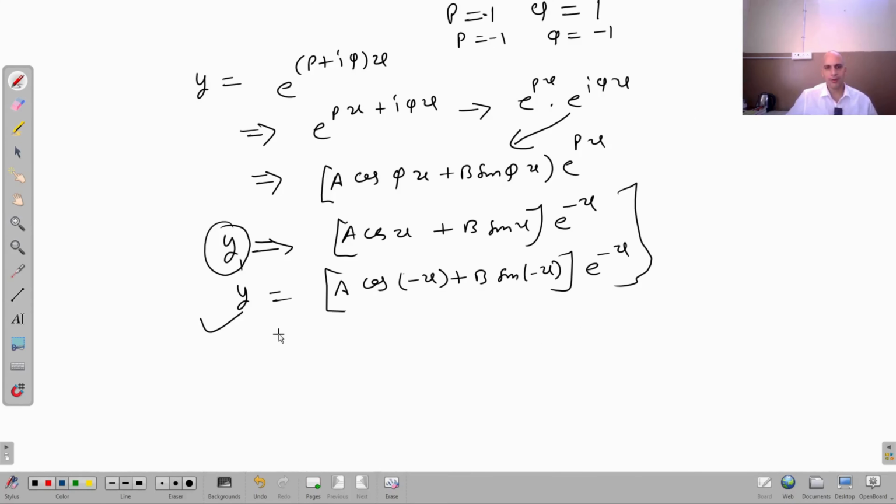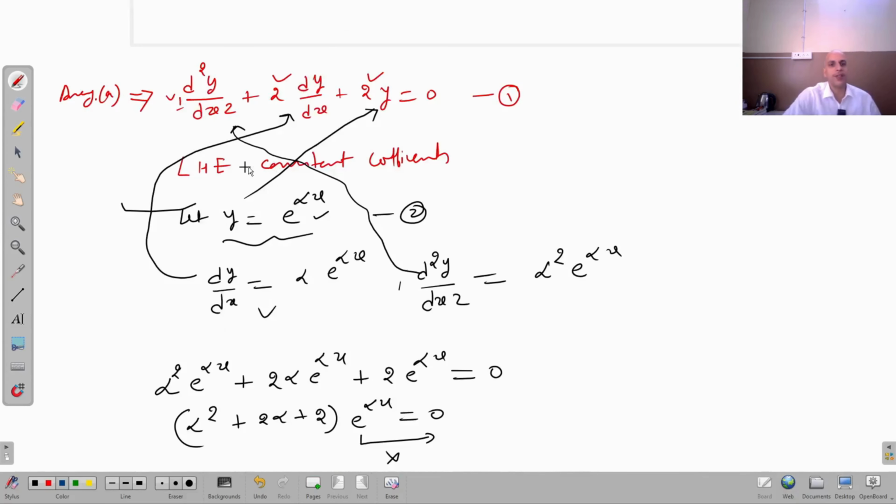Now it will become cos of minus theta equals cos theta, and sine of minus theta equals minus sine theta. So it becomes a cos of x minus b sine of x into e raised to power minus x. So this is y2, and this was y1. So this is the second solution. This is the way of solving this type of differential equation.